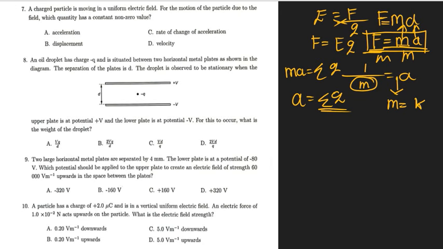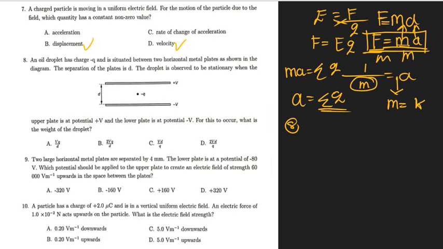So displacement can't fall in this relationship. Velocity, there is no way velocity can fall in this relationship. Rate of change of acceleration would be the velocity itself. Okay, so basically they just want you to bring in Newton's second law of motion, then you relate the acceleration to the electric field and the charge. That's what it means. Question 8, let me explain.